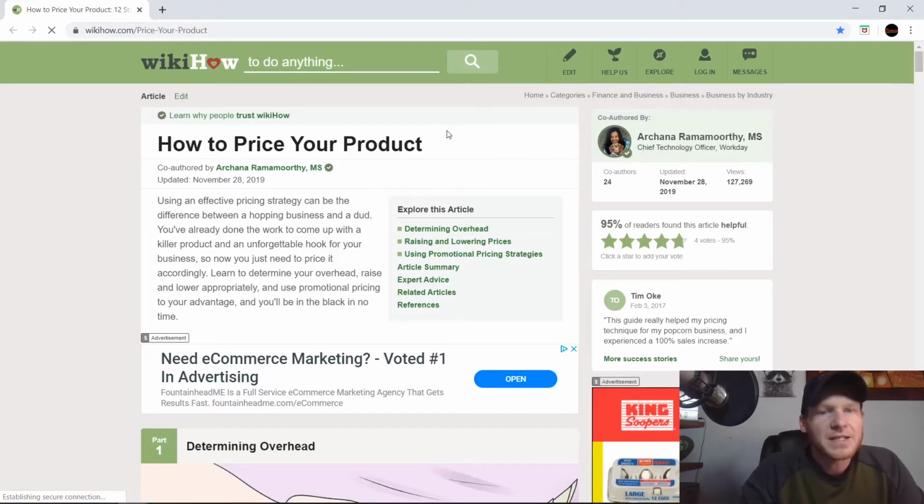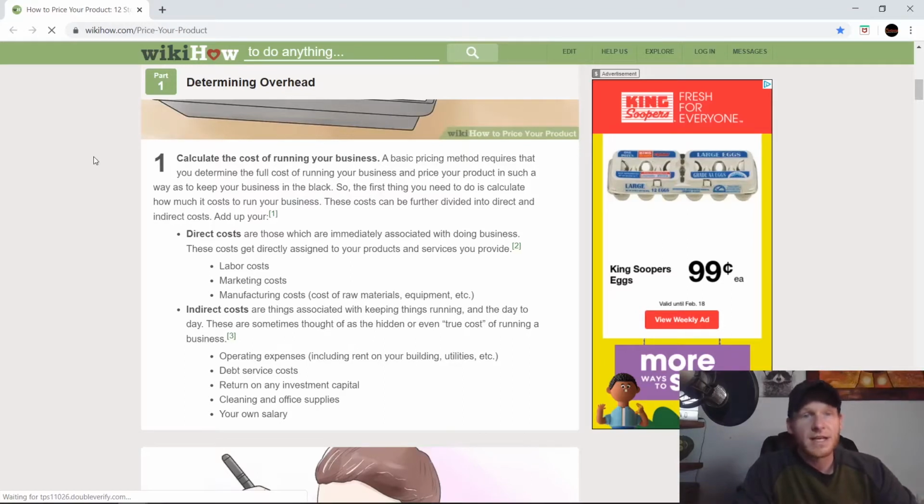In the article here, it says how to price your product. Using an effective pricing strategy can be the difference between a hopping business and a dud. You've already done the work to come up with a killer product and an unforgettable hook for your business, so now you just need to price it accordingly. Learn to determine your overhead, raise and lower appropriately, and use promotional pricing to your advantage, and you'll be in the black in no time. This is extremely important stuff right here. Pricing your product effectively can mean the difference between a business that is in the black and a business that is horribly in debt. So part 1 of this article says determining overhead, and there's multiple parts to this.